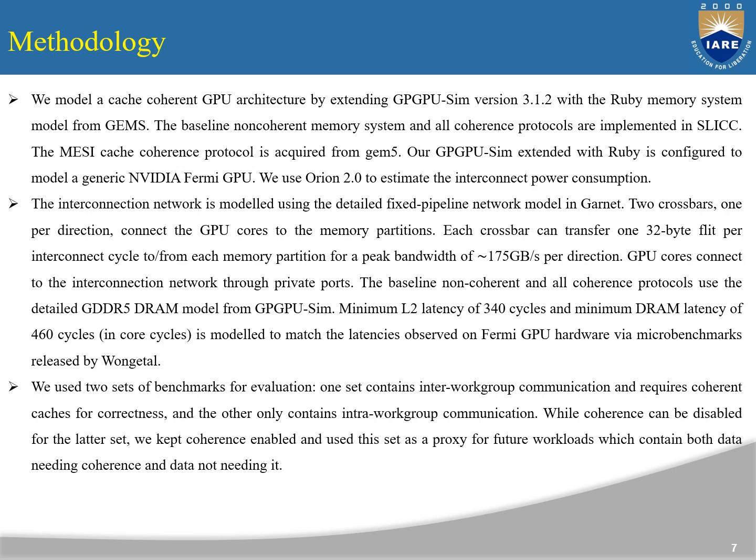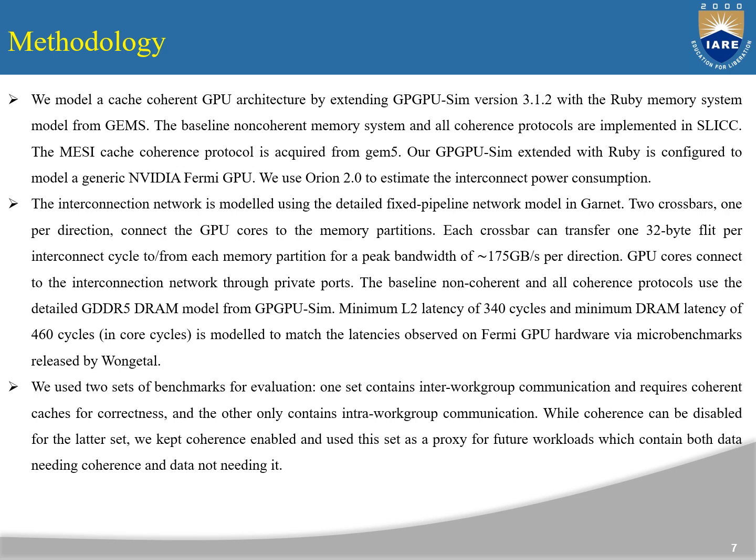Two crossbars, one per direction, connect the GPU cores to the memory partitions. Each crossbar can transfer one 32-byte flit per interconnect cycle per port from each memory partition, for a peak bandwidth of 175 GB/s per direction. GPU cores connect to the interconnection network through private ports. The baseline non-coherent and all coherent protocols use the detailed GDDR5 DRAM model from GPGPU-Sim. A minimum L2 latency of 340 cycles and a minimum DRAM latency of 460 cycles is modeled to match the latencies observed on Fermi GPU hardware via microbenchmarks released by Wong et al.